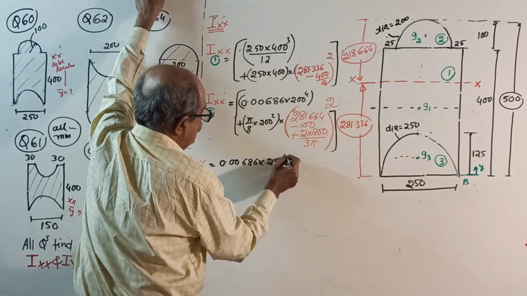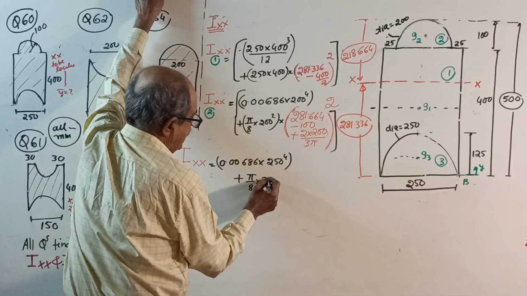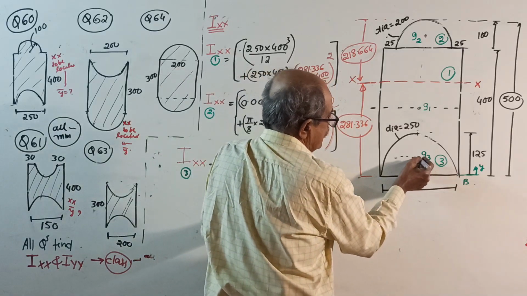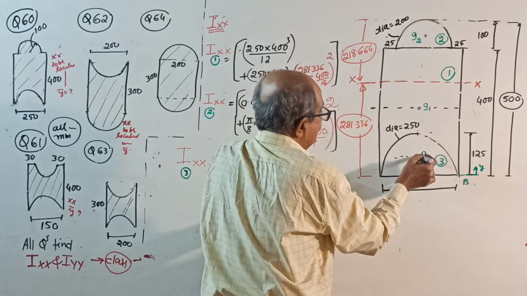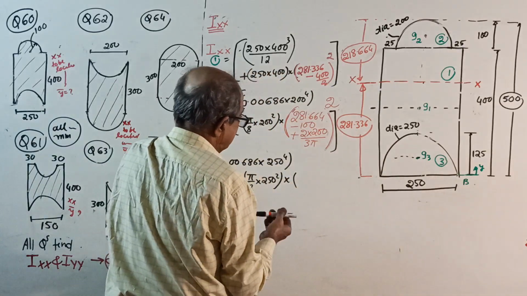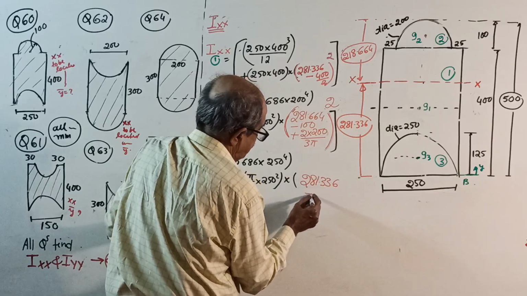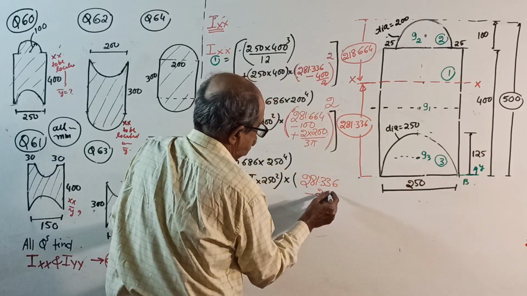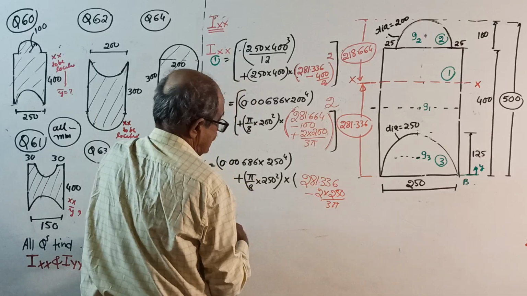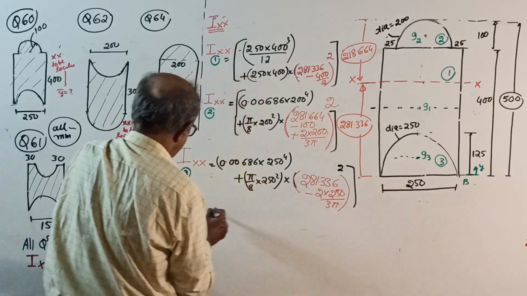250 power 4 is Ig, plus area pi by 8 of 250 square, area into the distance from the centroid of that semicircle to xx. See, from here to here, this distance square is 281.336 minus this distance, which is 2 into diameter 250 divided by 3 pi, that much is whole square. Okay, over.